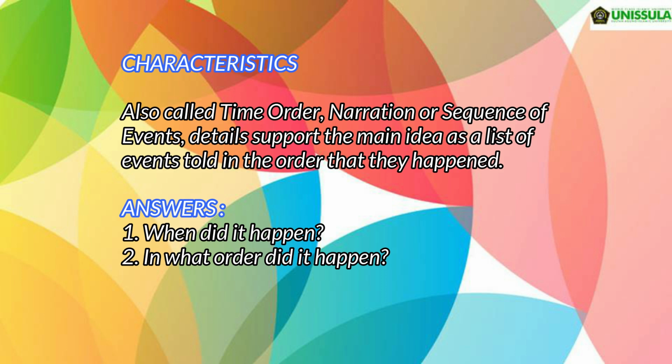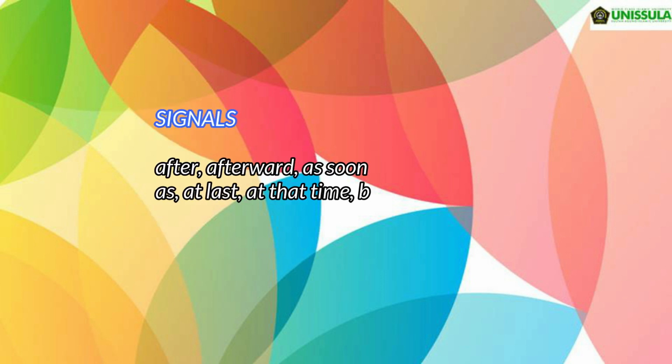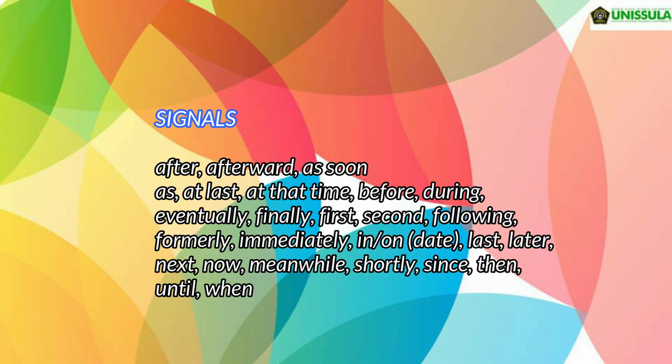And the answer for this pattern will come from the following questions. The first question is, when did it happen? So you need to answer this question. And the second question, in what order did it happen? There are two questions that you should answer with the chronological pattern. The paragraph will have signals such as afterward, up to, until, when. You can read it by yourself as the full text.